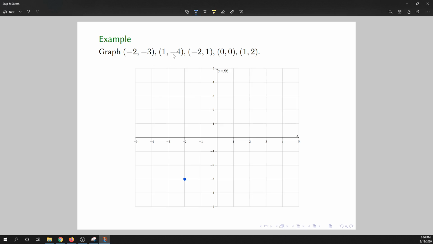All right, so we want to plot the ordered pair 1, -4. We would go over 1 on the x-axis and then down -4. So that would be right here on this axis. Next up, -2, 1. We would go over to -2 and then up to 1, and that's where we put the point, like so. 0, 0 is right here, and that's called the origin. And then for the ordered pair 1, 2, we would go over 1 and up 2, like this.